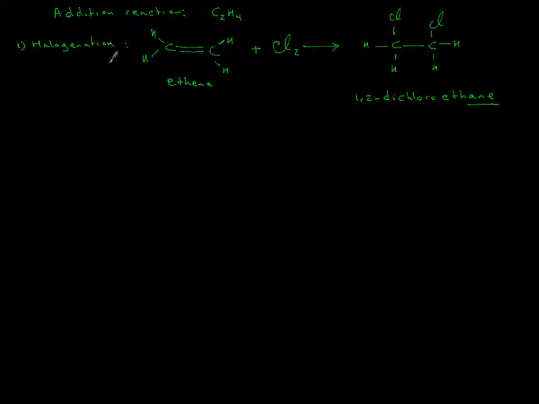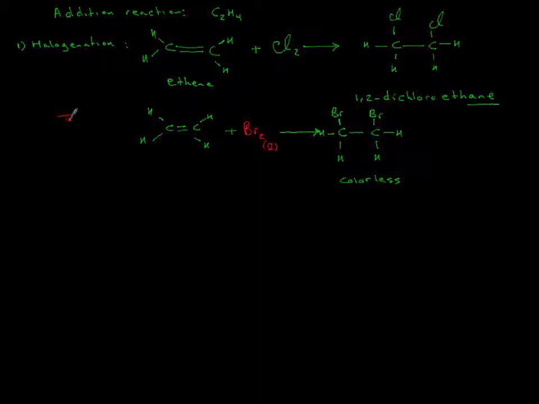So that's typical halogenation. Also, this is good to remember: a test for alkenes is to add it to bromine and see what happens to the color. Bromine is a reddish-brown liquid. When you do that, the red color should disappear and become transparent or colorless. So you will produce a colorless product, 1,2-dibromoethane. So remember, this is a test for alkenes.